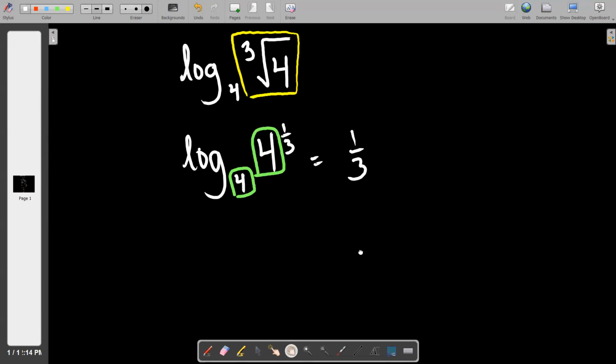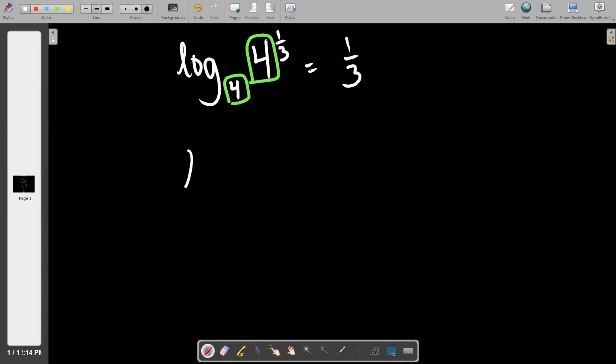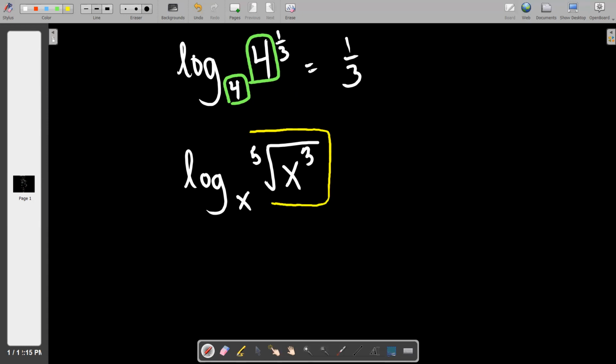Still good? Okay. How about this one? How about log base x of the 5th root of x cubed? You look at a problem like this 20 minutes ago and you're like, what is he talking about? But now you're like, wait, I got a tool for this. I know what to do. I know that anytime this gold box can be rewritten as an exponent guy, that's what my teacher's saying I should do. I'm going to do that.